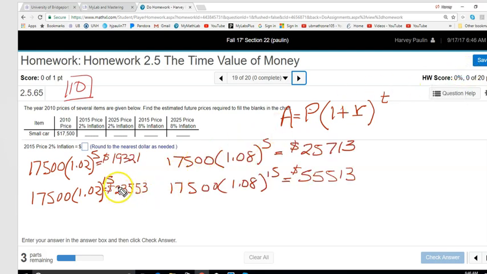So this is what goes on in the real world. If you have a 2% inflation rate in 5 years, something that was 17,500 now is 19,321. We're rounding to the nearest dollar. And then in 15 years, if it was 17,500, now that same item would cost 23,555. Now, if the rate of inflation is 8% in 5 years, the 17,500 is 25,713. But check this out. In 15 years, that 17,500 is now 55,513. Again, rounding off to the nearest dollar.